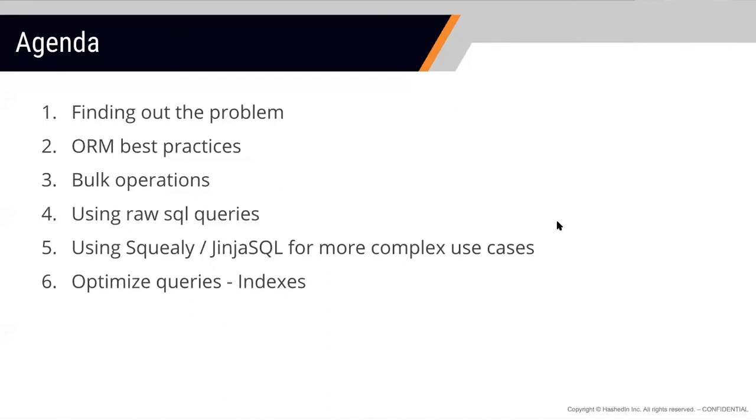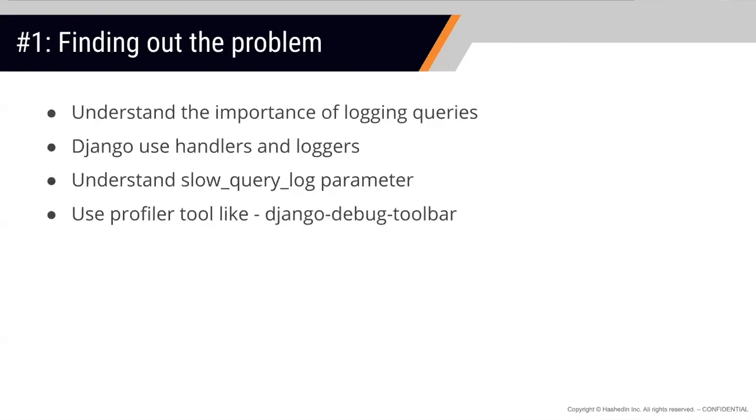So these are some of the outlines that I'm going to talk about. Finding out the problems: how do you find out what the problem is in your database or the queries that you're writing? Some of the ORM's best practices, and bulk operations: what are some of the best practices around them? When is the scenario to use raw queries over using ORMs? Using Spily and Jinja for the more complex use cases, and how you can think about optimizing your queries. Right, so this is the outline.